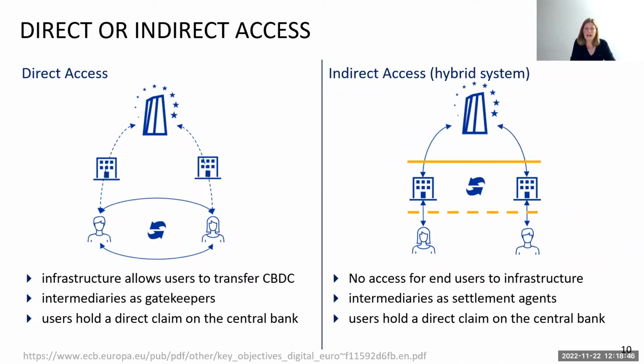It's different with the indirect access or the hybrid system. Here, the end users don't have any access to the infrastructure, and the intermediaries don't just act as gatekeepers, but as real settlement agents. So they actually have to process the transactions. Still, also with the indirect access system, users hold a direct claim on the central bank, because otherwise we wouldn't talk about CBDCs anymore. Well, remember the slide that we've had a look at before. When we just have a direct claim against your commercial bank, it's not a CBDC.